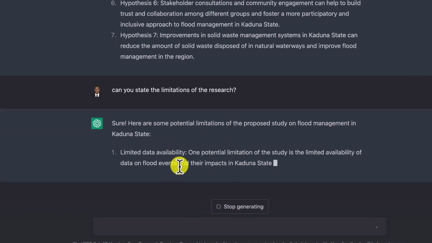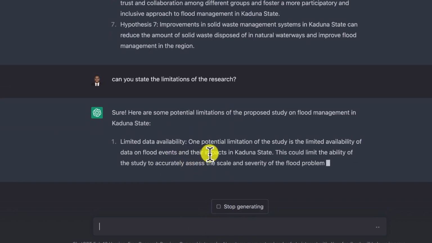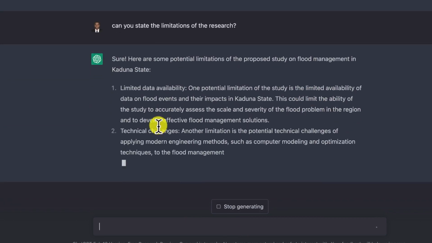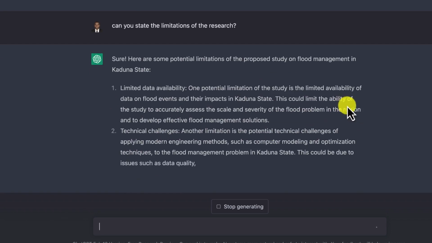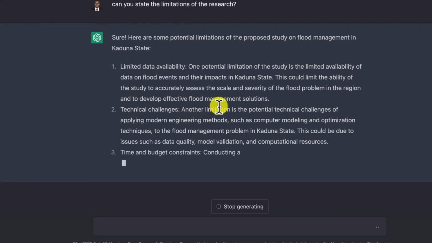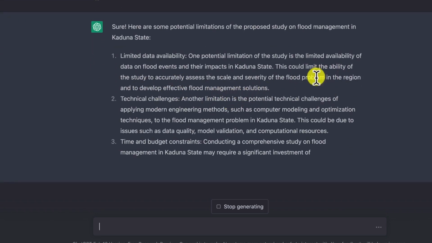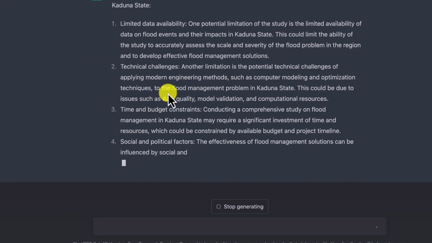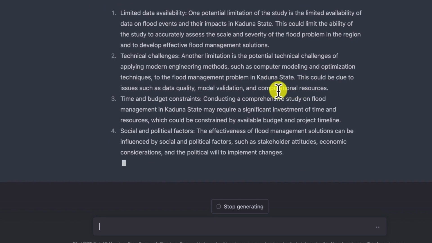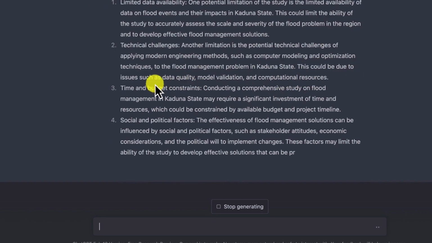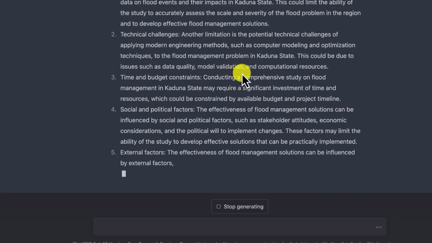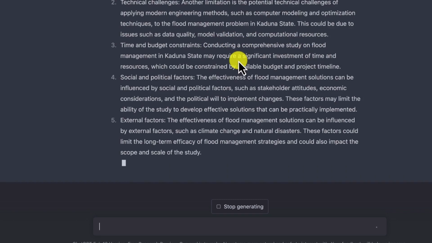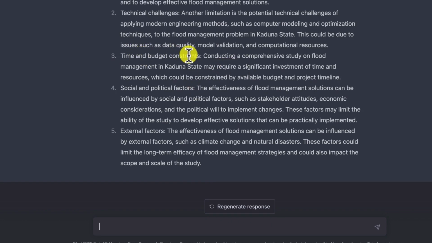Okay, so this is limited data availability. One potential limitation of this study is the limited availability of data. So it gives more detail. This could limit the ability of the study to accurately assess the scale and severity of the flood problems in the region. And then we have technical challenges. Another challenge could be applying modern engineering methods such as computer-based. This could be due to issues such as data quality, model validation, and computational resources. We may have the issues of computational resources, even problems of time and budget constraints.